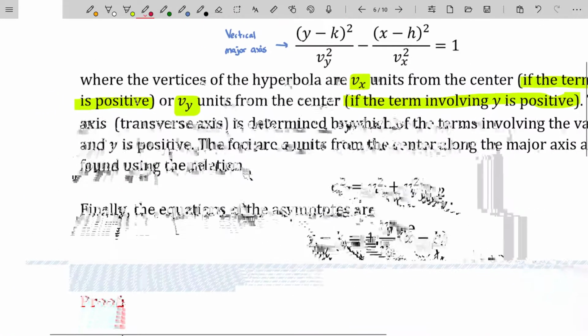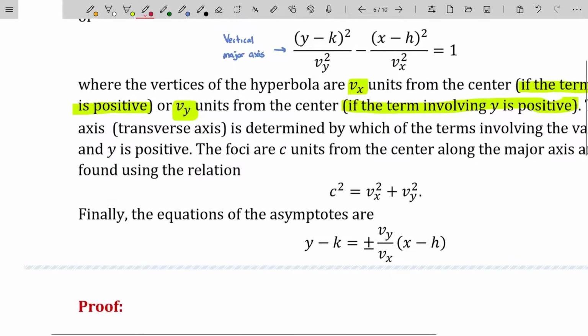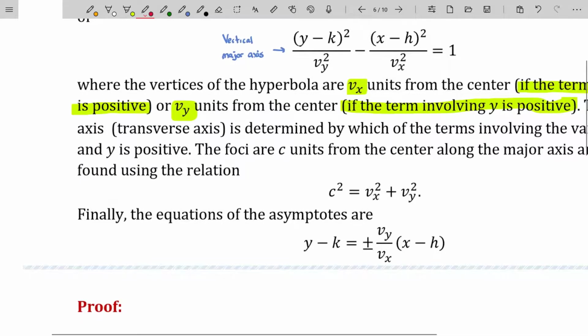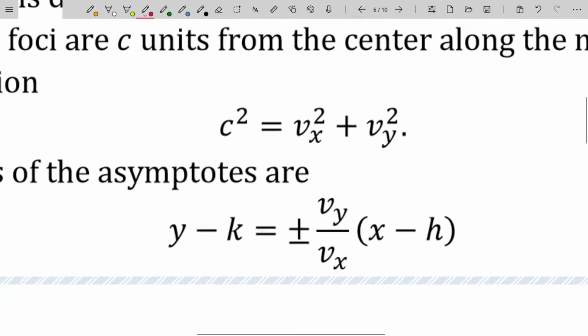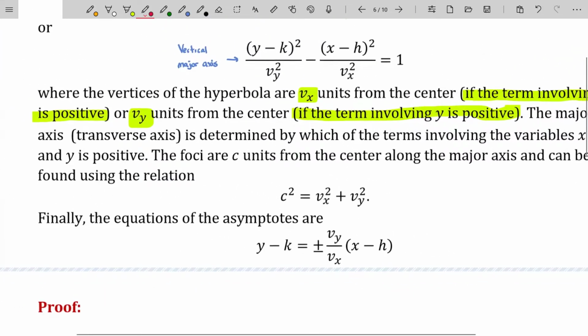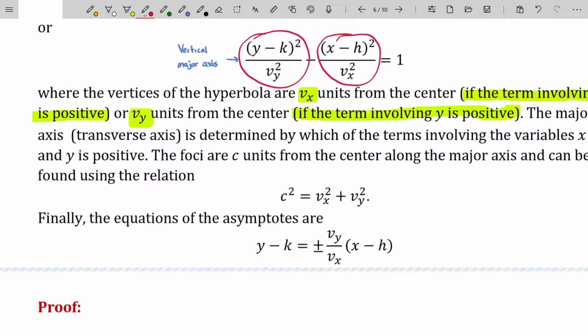Not a big deal. And then finally, the hyperbola has something that the ellipse does not. It has a couple of asymptotes. And the equation for those asymptotes is y minus k is equal to plus or minus v sub y over v sub x times x minus h, where v sub y again is the square root of the denominator of the term involving y, and v sub x is the square root of the denominator of the term involving x.